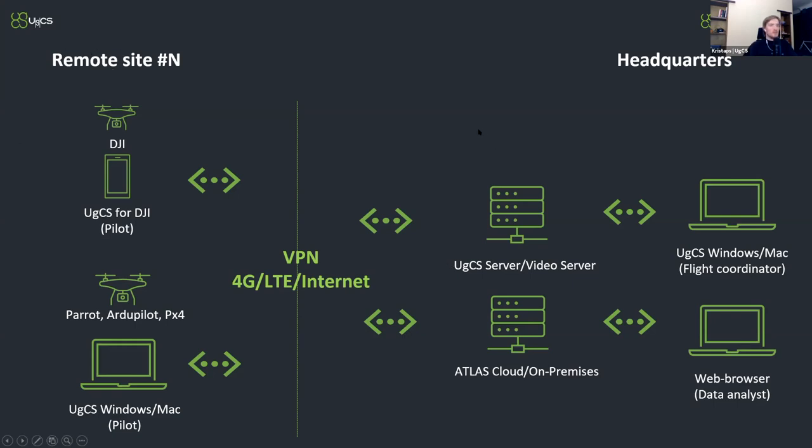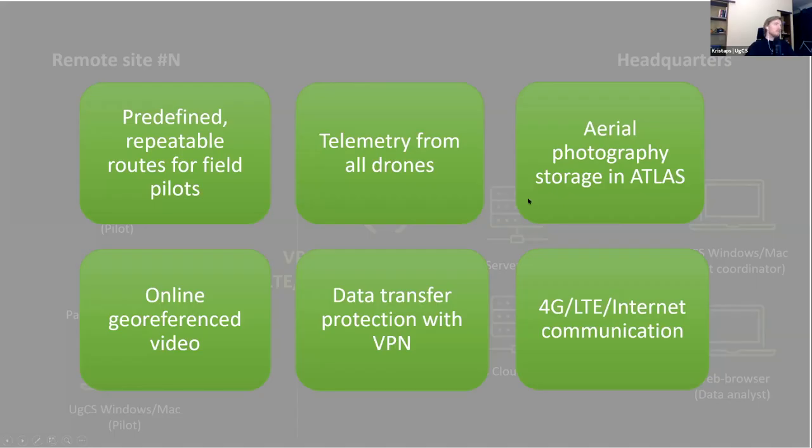And yeah, I think this would be it. So I think we can move further. Again, these are some of the things that I mentioned: the data transfer is protected using the VPN, the video is sent in real time to the headquarters and it's also georeferenced, for communication using a 4G LTE internet connection. And this aerial photography can also be stored in Atlas. So this can serve as a way of storage and as a way of both sides, the pilot and the analyst, accessing this data.